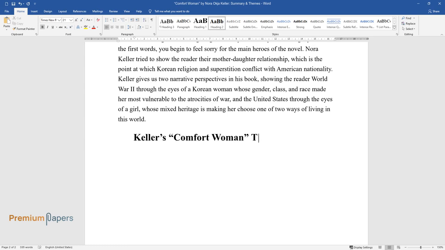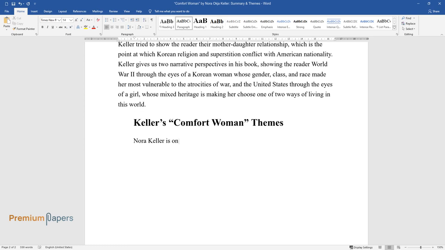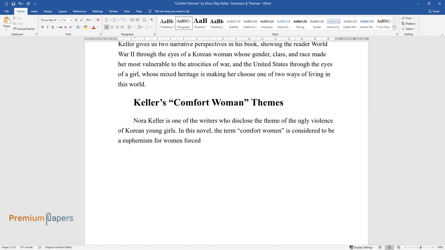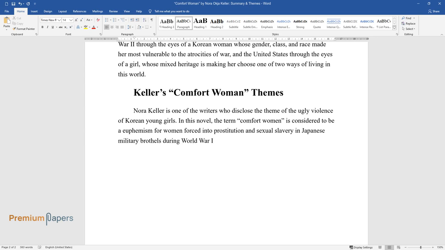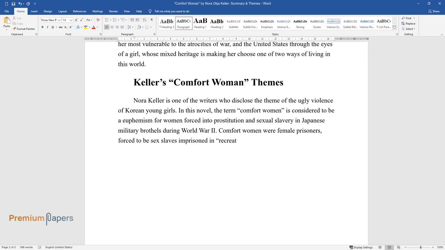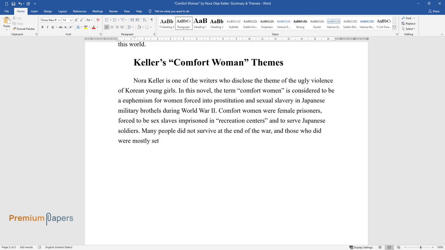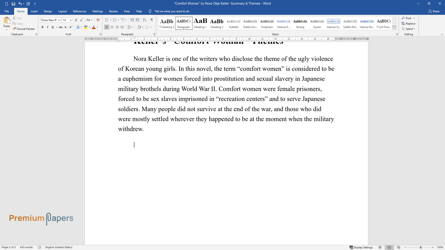Keller's Comfort Woman themes. Nora Keller is one of the writers who disclose the theme of the ugly violence against Korean young girls. In this novel, the term comfort women is considered to be a euphemism for women forced into prostitution and sexual slavery in Japanese military brothels during World War II. Comfort women were female prisoners forced to be sex slaves imprisoned in recreation centers and to serve Japanese soldiers. Many people did not survive at the end of the war, and those who did were mostly settled wherever they happened to be at the moment when the military withdrew.